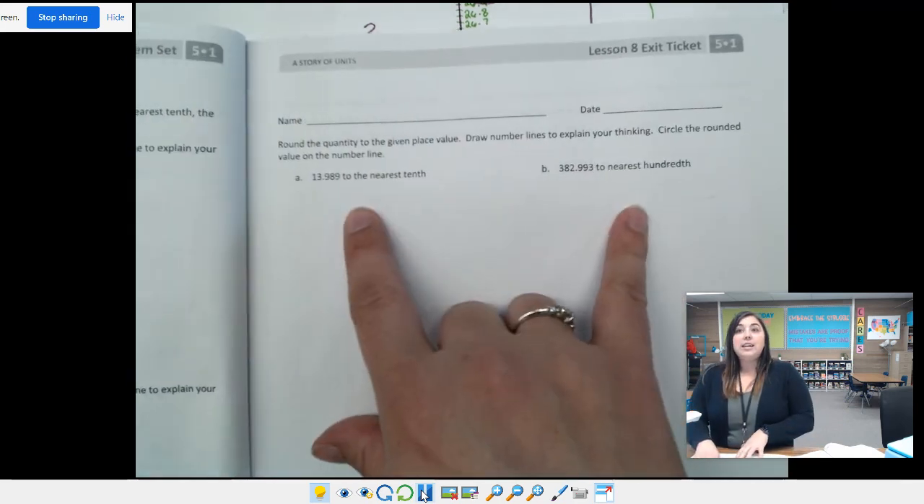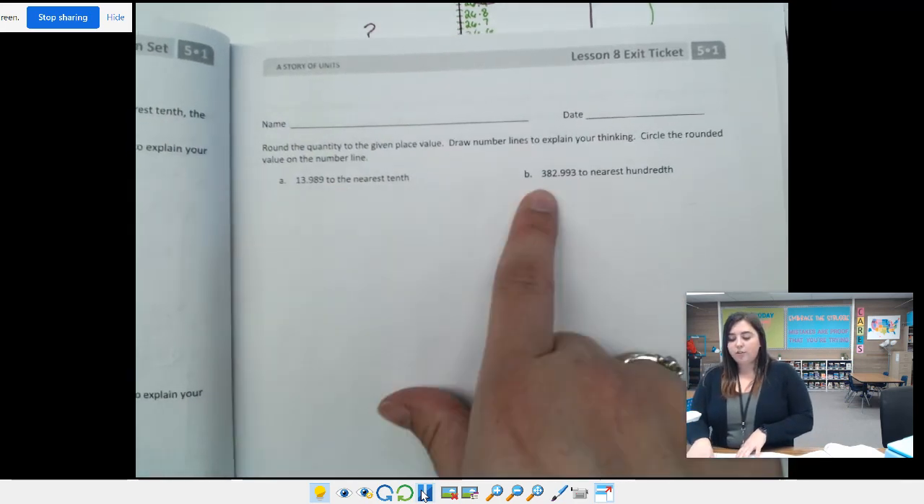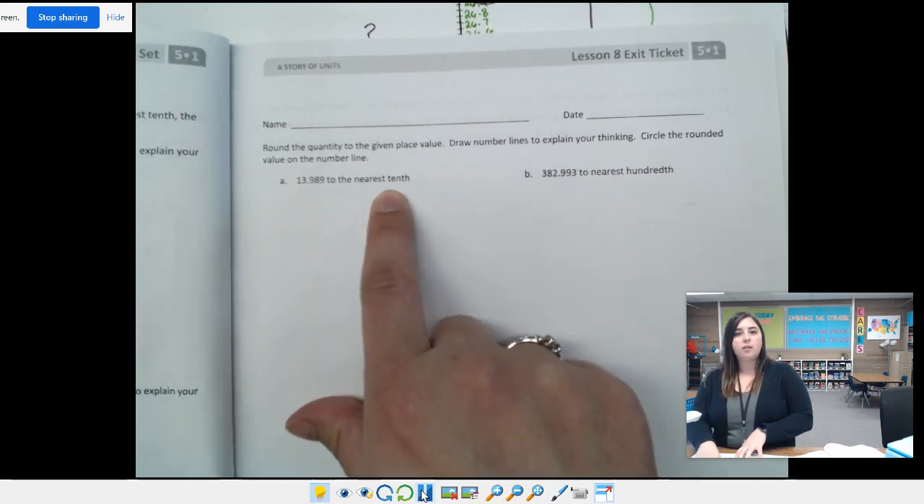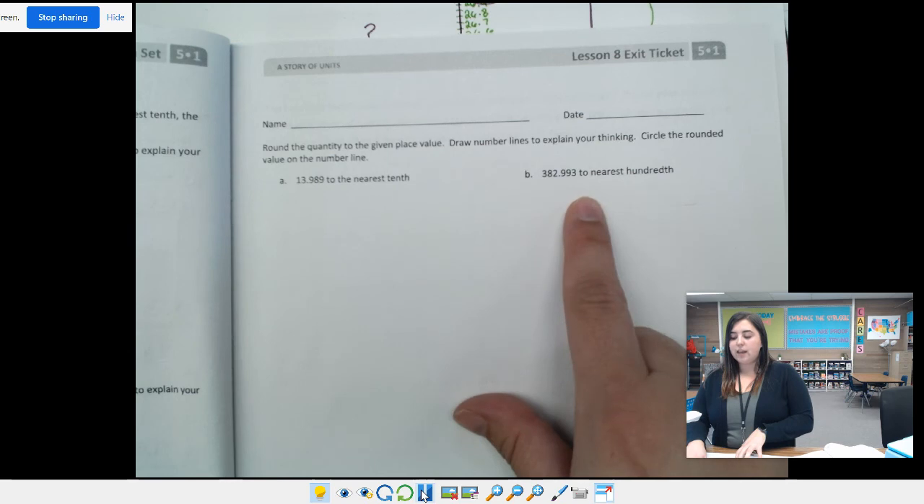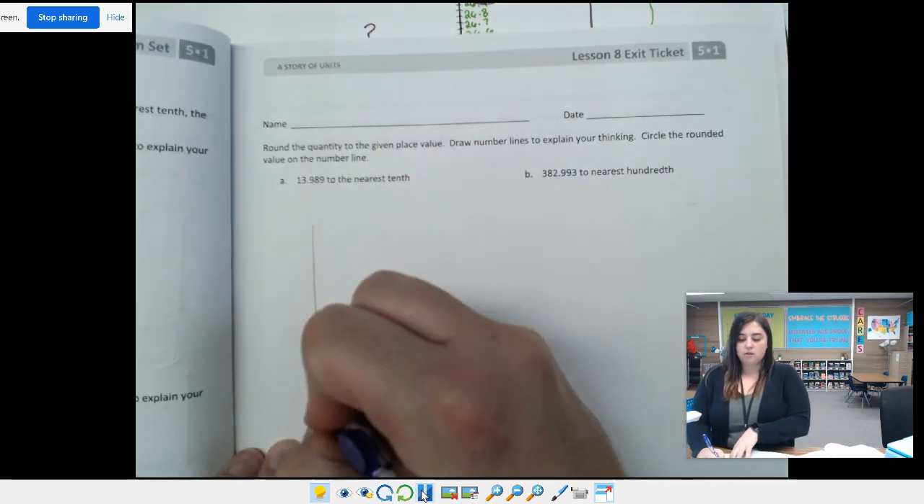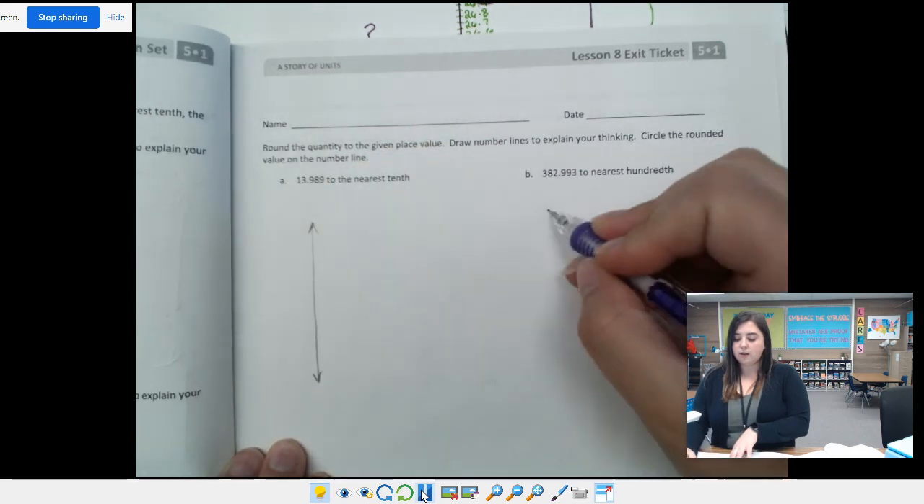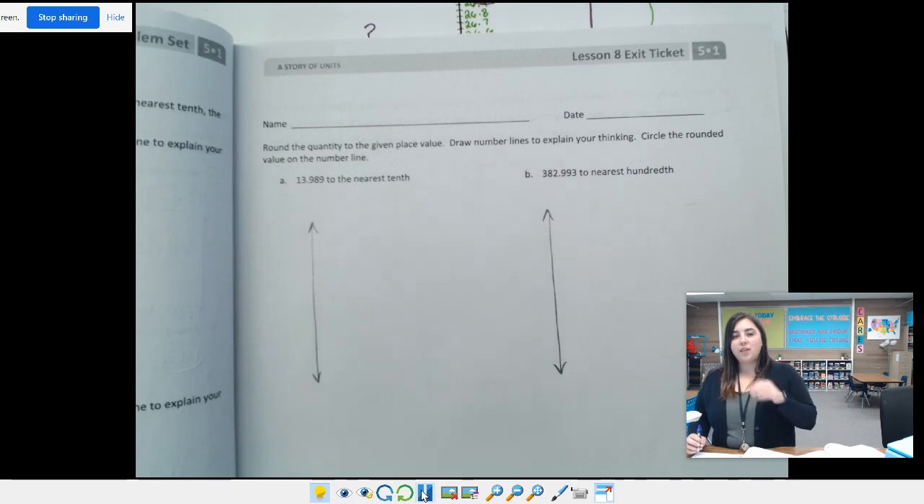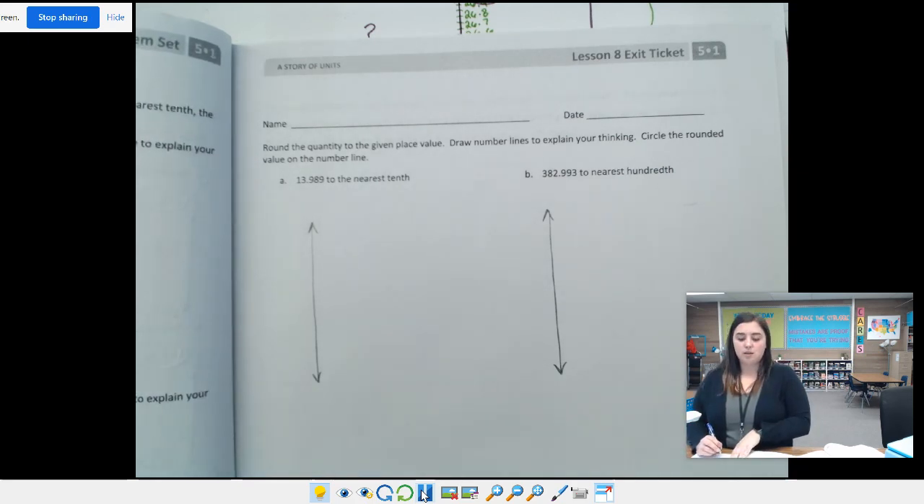But your exit ticket today, you have 2 different numbers. That first number, round to the nearest tenth. And the second number, round to the nearest hundredth. Use your number line, use your midpoints, and think of them without decimals, or try and think of them like money to figure out what goes on top.